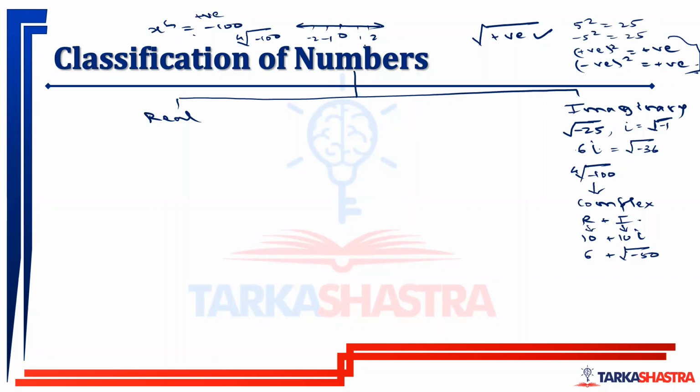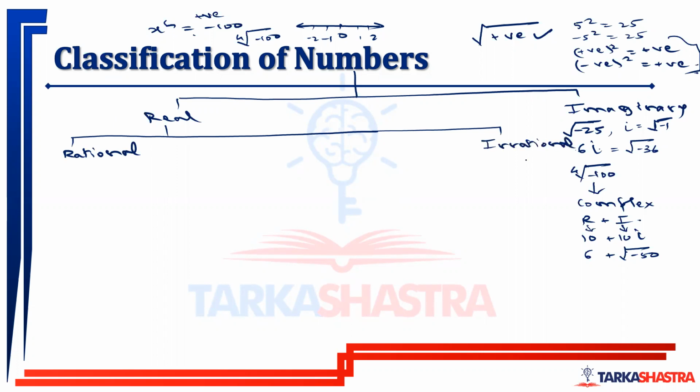Then moving forward to real numbers. Real numbers are those which can be plotted on the number line. Numbers which can be plotted on the number line are your real numbers. Simple. Okay. Now real numbers are further divided into two parts: rational and irrational. Irrational means non-terminating and non-recurring. Non-terminating and non-recurring numbers are your irrational numbers.